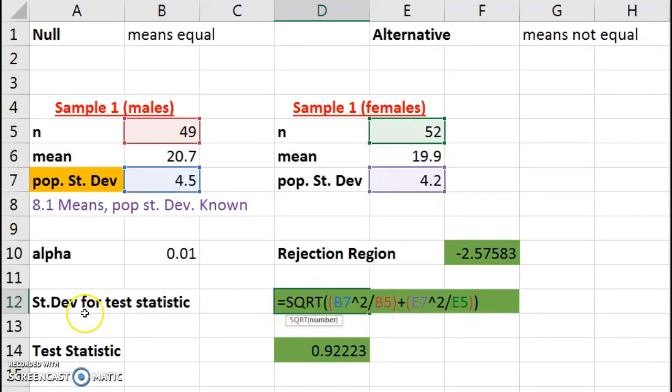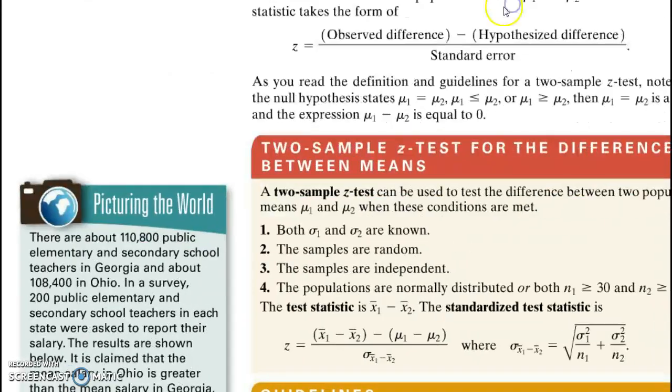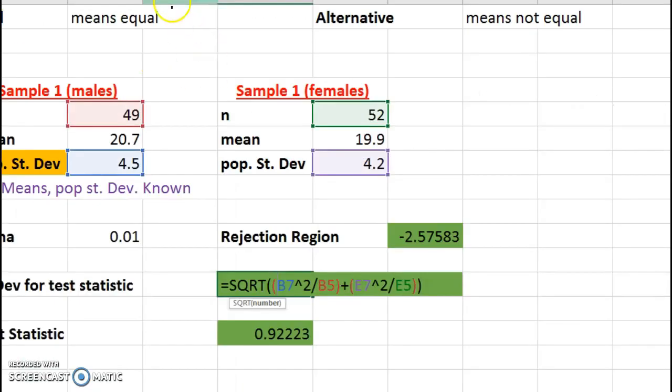You need it for the standard deviation for your test statistic. You take the square root. Make sure you're doing the standard deviation squared, the variance divided by the size of the sample. The population variance divided by the size of the sample.